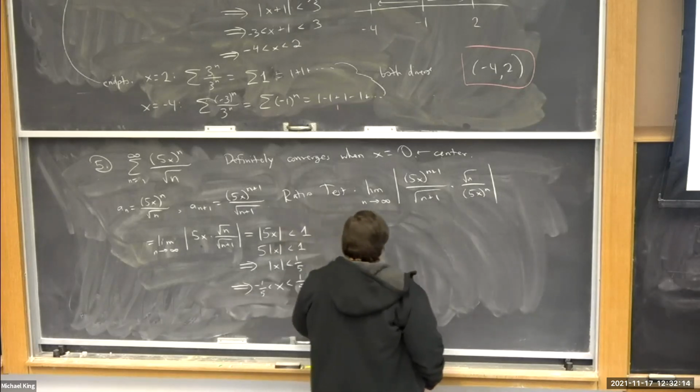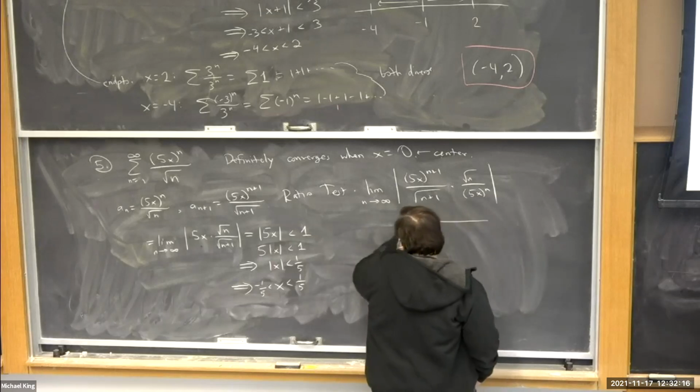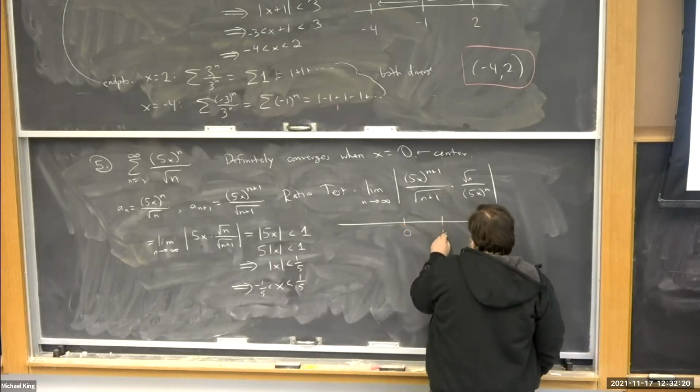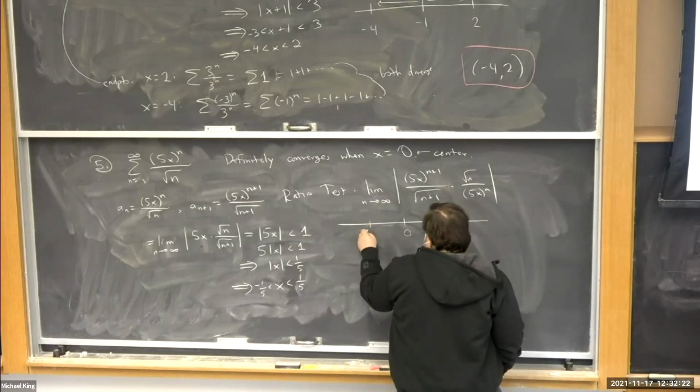So now we have this. So the center is 0. The radius is 1/5.